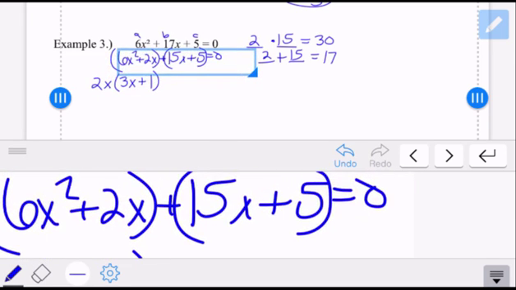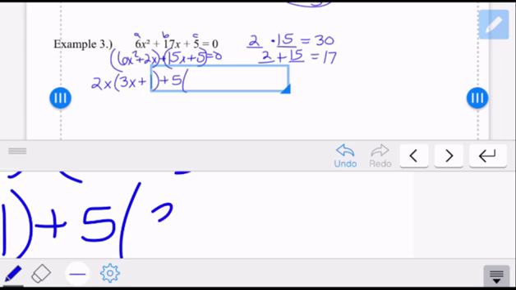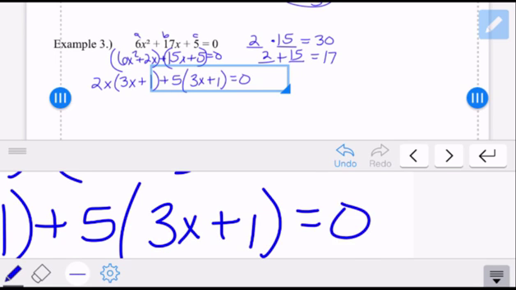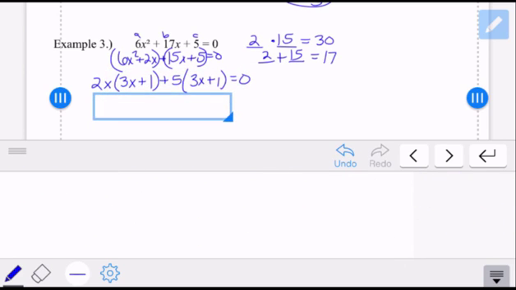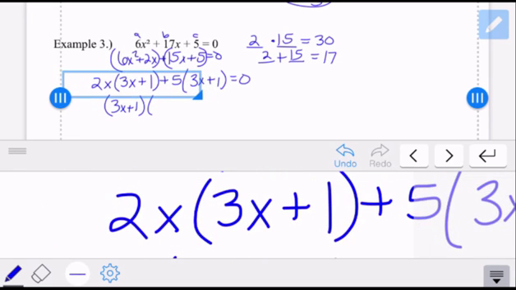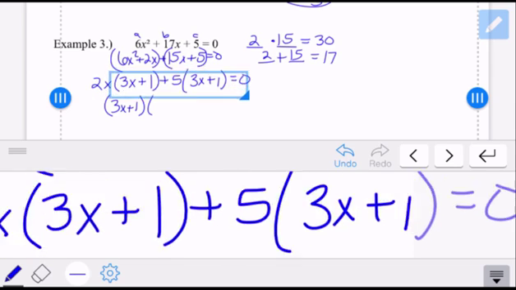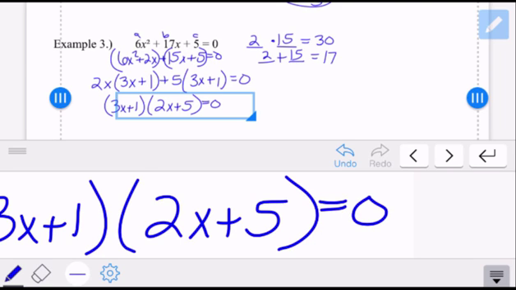Looking at our second group, we could take a 5 out of both of those. So I bring down that plus sign, I take out the 5, and I would get 3x plus 1, which is great. I have 3x plus 1 and 3x plus 1. So the 3x plus 1 factor comes down, and then what do we have left? A 2x plus 5. So there we go. Now we need to solve.